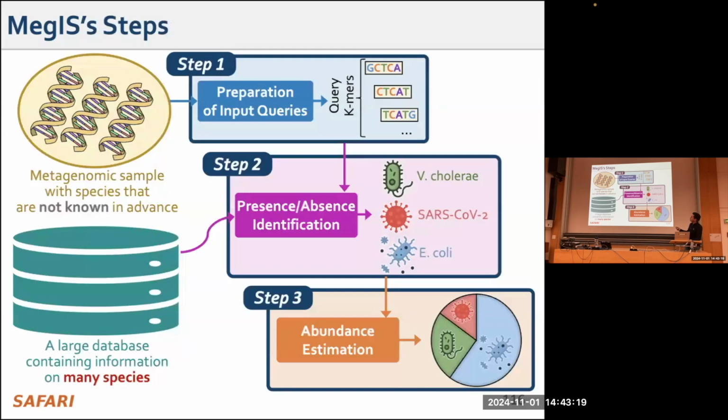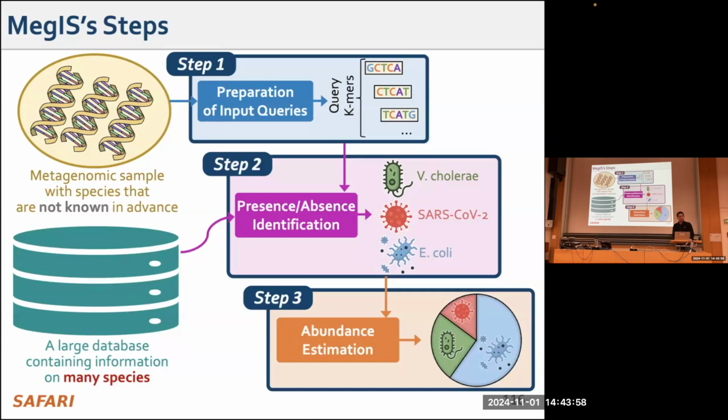To remind you how metagenomics usually works, again, we start with this bunch of DNA. In the first step, we extract k-mers or subsequences from your input read set. Then there is a particular large database that contains the information of many species, right? This can be up to 100 terabytes in size. What we do is we query these subsequences against this database to identify the presence and absence information for each potential organism. Then we calculate the abundance distribution based on these matches.